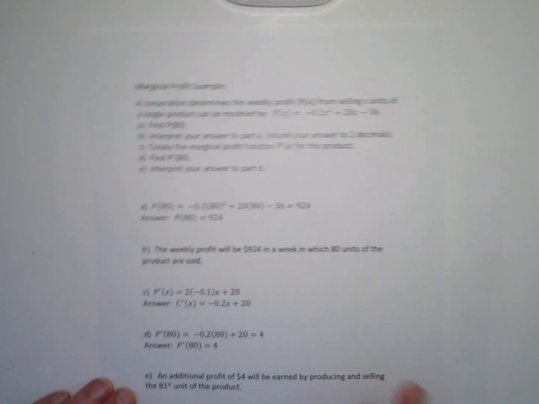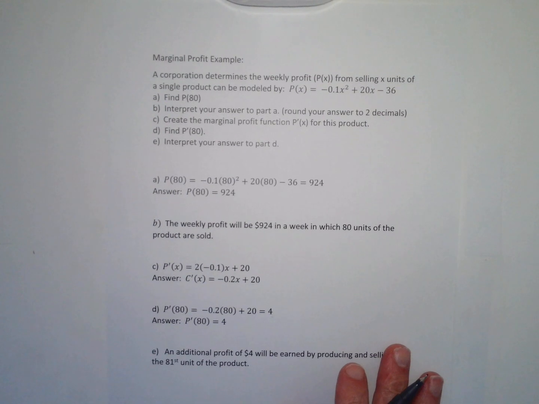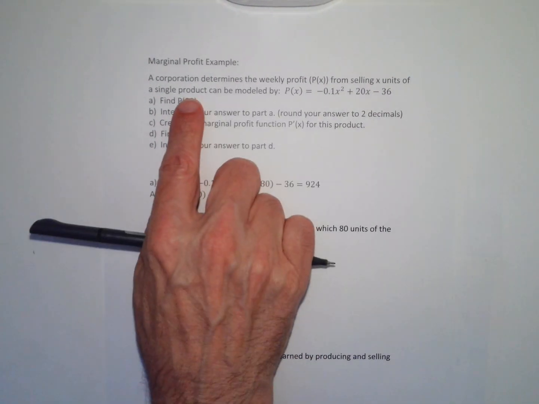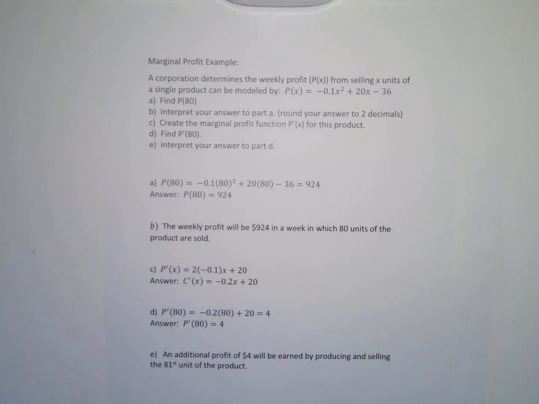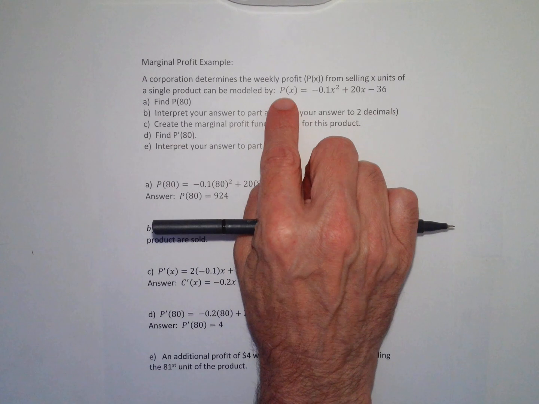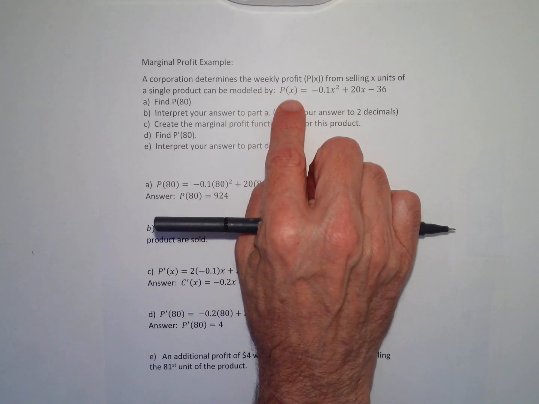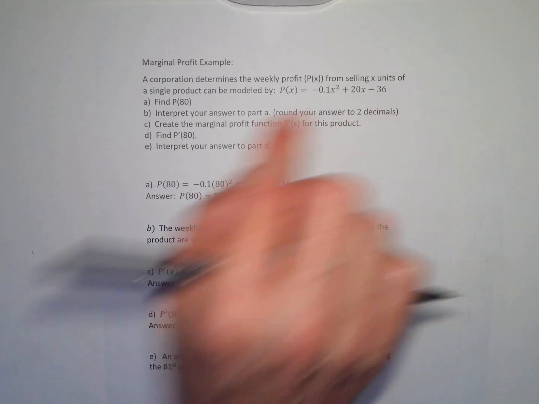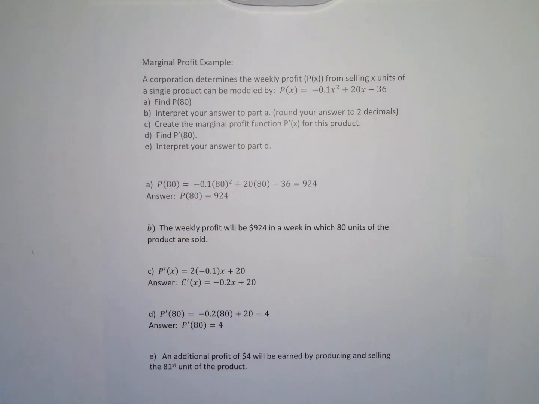So this is a super standard example here. Here's a marginal profit example. A corporation makes a single product. The single product is a semi-big deal to make the algebra tolerable. And it has a weekly profit function by selling x units. This function basically says the weekly profit from selling x units is given by this basic formula. This formula probably would have nothing to do with reality, it just makes the algebra easy.